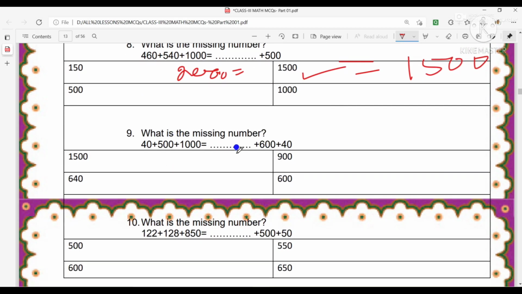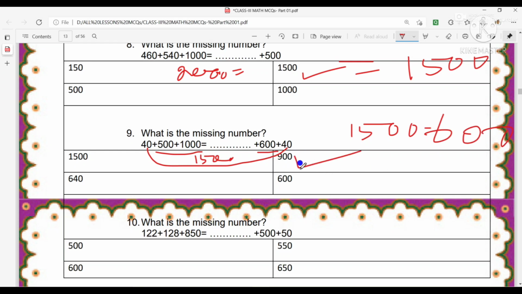Then what is the missing number? 40 plus 500 plus 1000 equal to dash plus 600 plus 40. Here 40 and 40 are equal, then here 500 plus 1000 will be 1500, and here 600. So we have to subtract 600 from 1500. So 1500 minus 600, the answer will be 900.